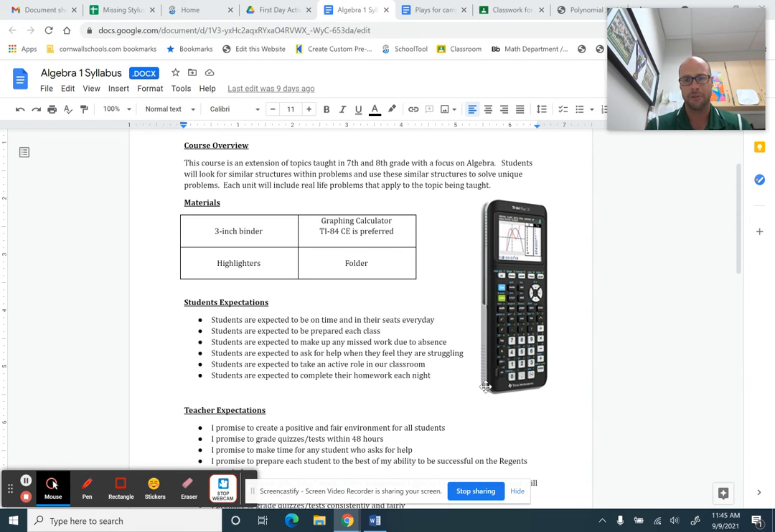Other than that, the materials are basic: folders, highlighters, whatever you think that they might need for a class. I don't need a notebook because everything's in a workbook.